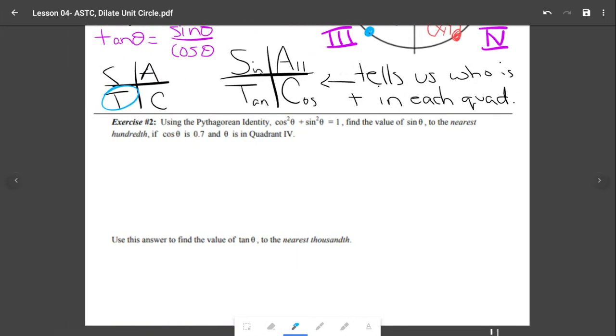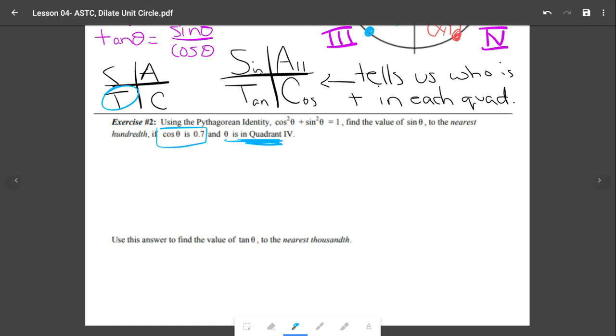Exercise 2. Using the Pythagorean identity, cosine squared plus sine squared equals 1. This is what we came up with in lesson 3. Find the value of sine theta to the nearest hundredth if cosine theta is 0.7 and theta is in quadrant 4. So dealing with the quadrant, I'm going to save that as my last step for every problem.